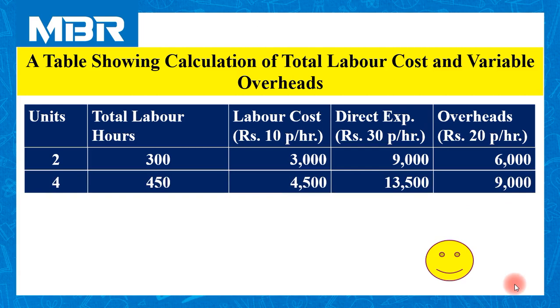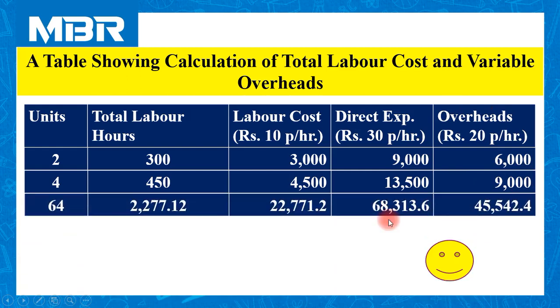When we are making 4 units, 450 labor hours are required. At the rate of rupees 10, we have to incur a cost of rupees 4500 on labor, 13,500 rupees on direct expenditure at the rate of rupees 30 per hour, and 9,000 rupees on variable overheads at the rate of rupees 20 per hour.